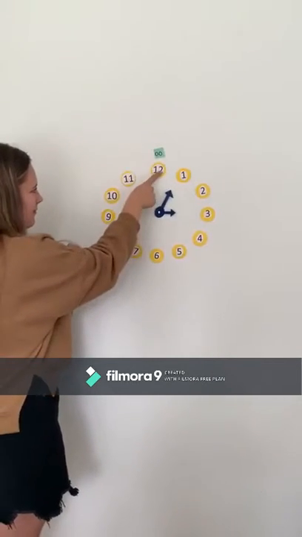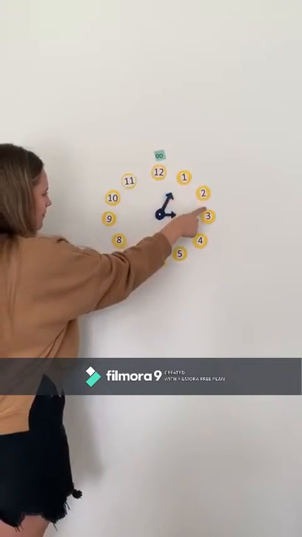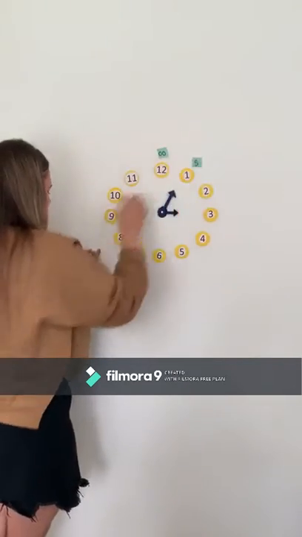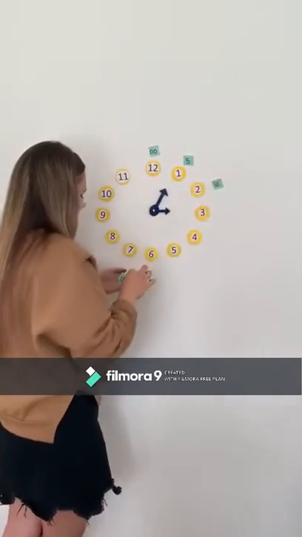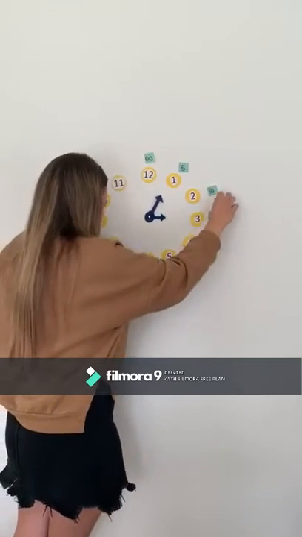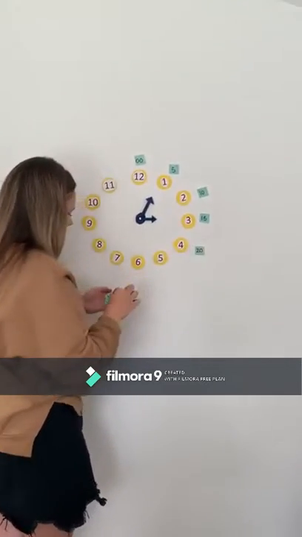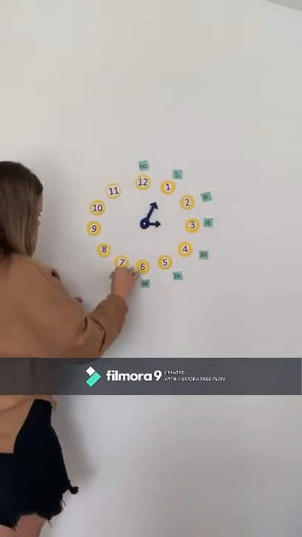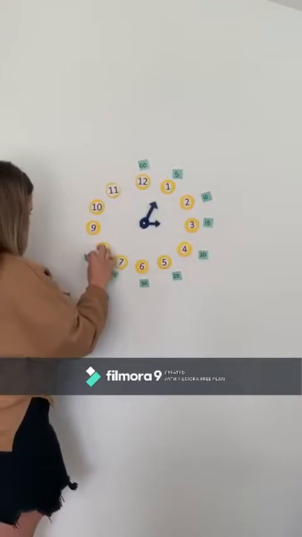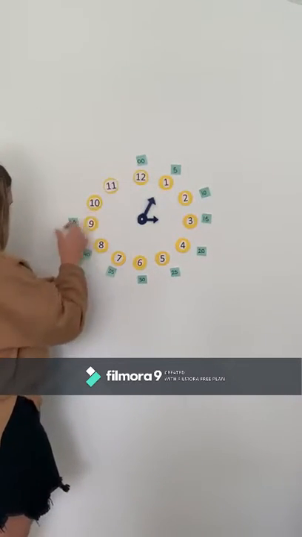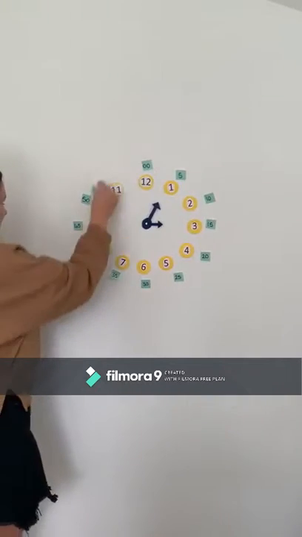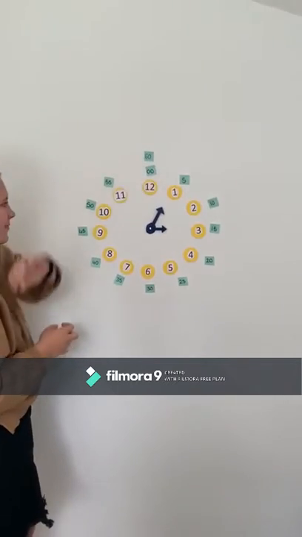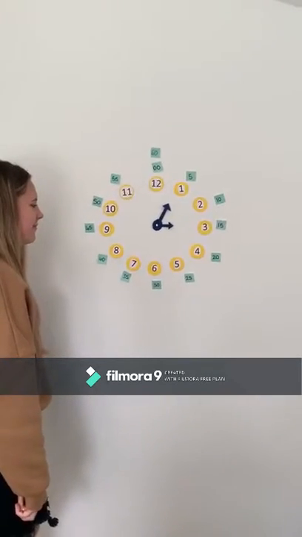There is 5 minutes between every number, so we can go around the clock and fill in the minutes. So the 1 is 5 minutes, 2, 10 minutes, 3, 15 minutes, 4, 20 minutes, 5, 25, 6, 30, 7, 35 minutes, 8, 40 minutes, 9, 45 minutes, 10, 50 minutes, 11, 55 minutes, and 12 is 60 minutes, which makes it that o'clock. Now we know the minutes.